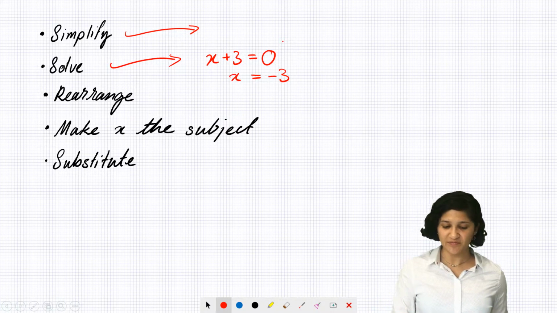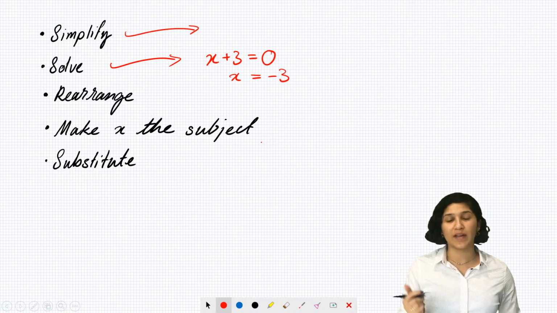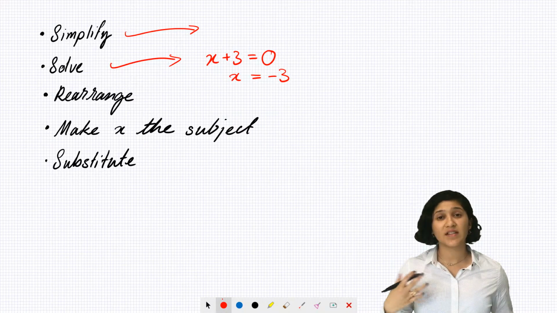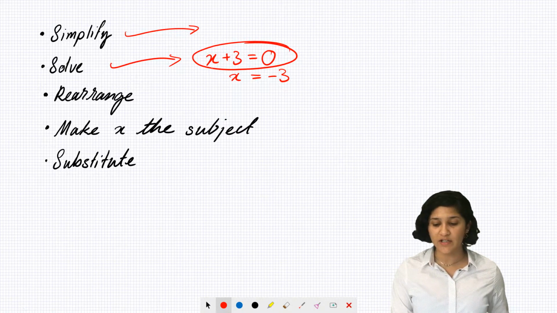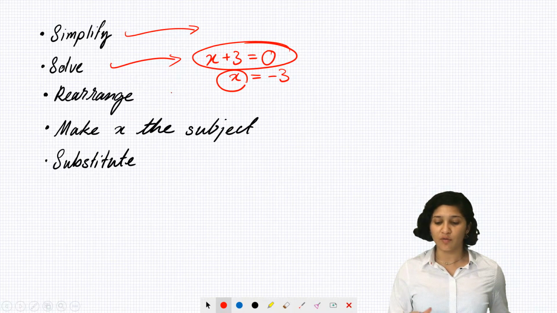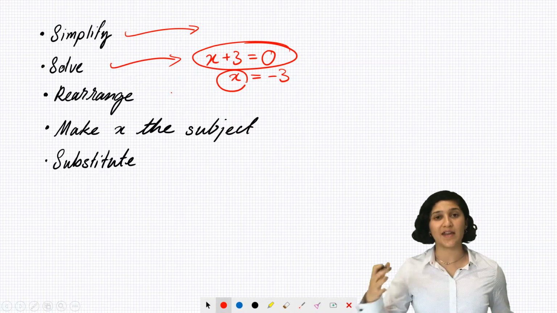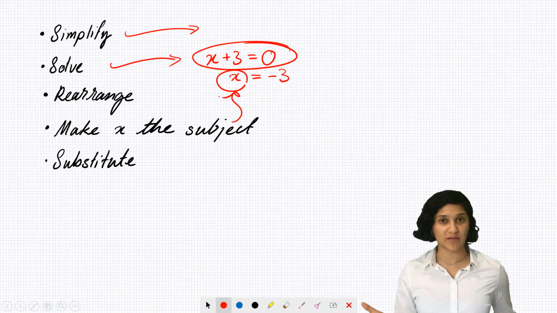All right? And then making x the subject is where we rearrange in a way to make a particular thing by itself. So I can say that in this equation, I rearranged it to make x the subject. So to get x all by itself on the left, so my end equation is x equals something. That means that x is now the subject of the equation.